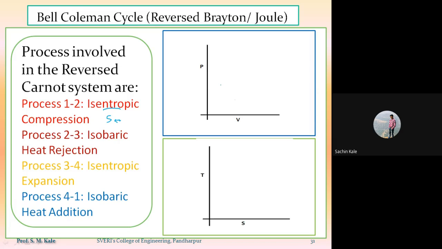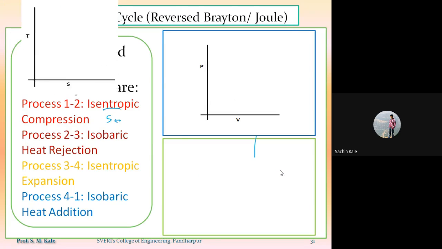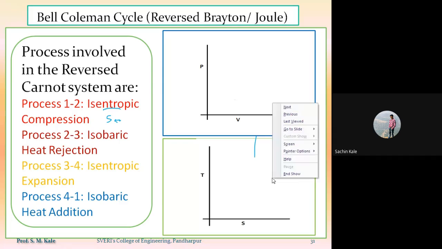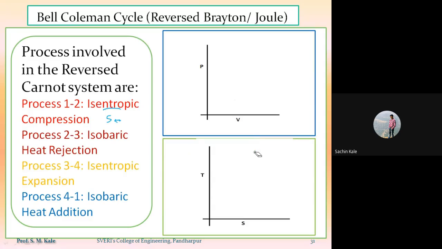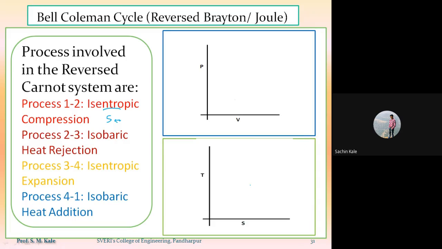Now what is the nature of a constant entropy line? On the TS diagram, entropy is taken on the x-axis. So any vertical line in the TS diagram will indicate a constant entropy line.